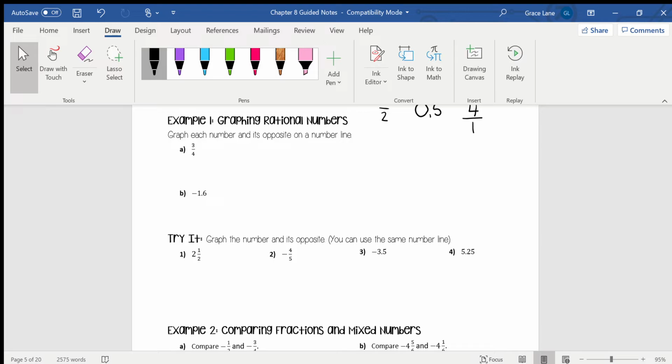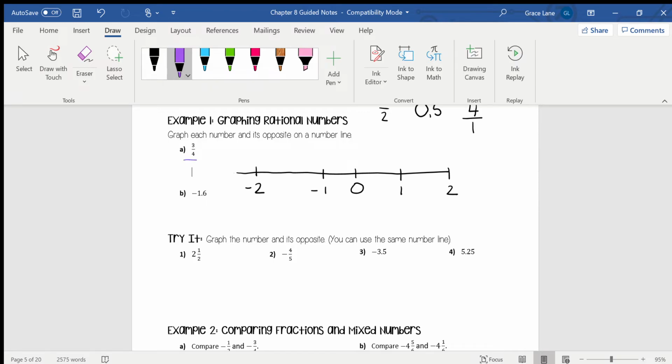Okay, so it says graph each number and its opposite. So I'm going to put them on one number line. Going to put 0 in the middle. Positive numbers going to the right. Negative numbers going this way. And when I graph fractions and decimals, I kind of just estimate about where it goes unless I need to make it more specific.